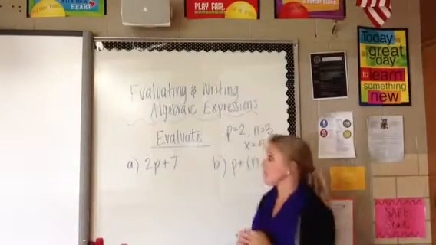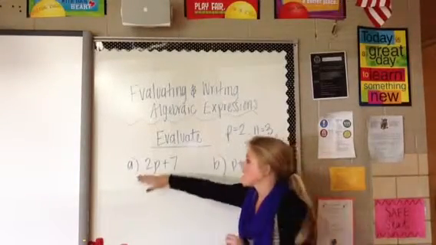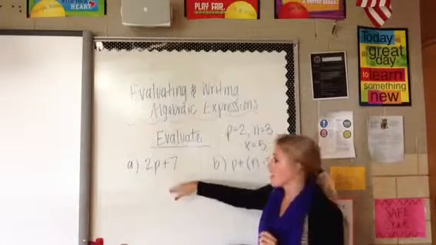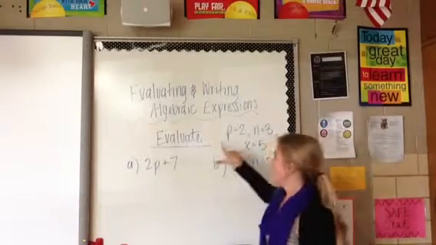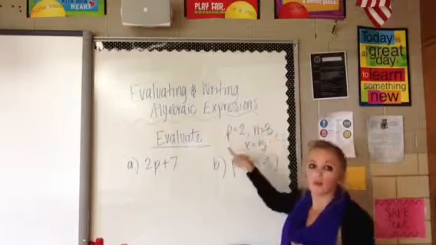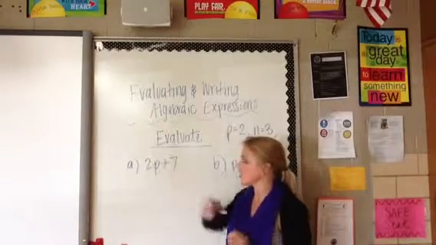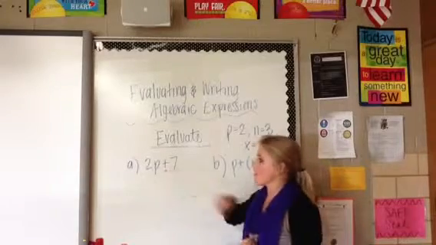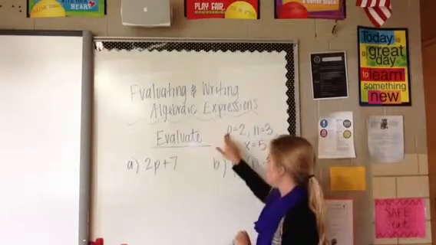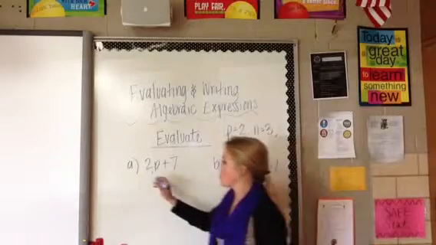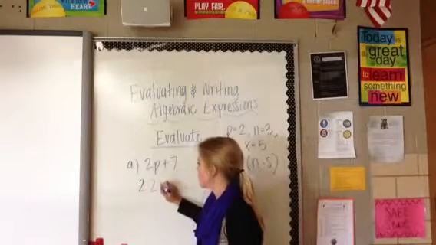Lastly, we're going to talk about evaluating expressions. Say they give you an expression, there's a variable involved. They're also going to give you what the variable equals. So here I have 2 times P, because that's just multiplication even though it's not there, plus 7. So I don't know what P is, so I'm going to look up here. P equals 2, so I'm going to plug it in. 2 times 2 plus 7.